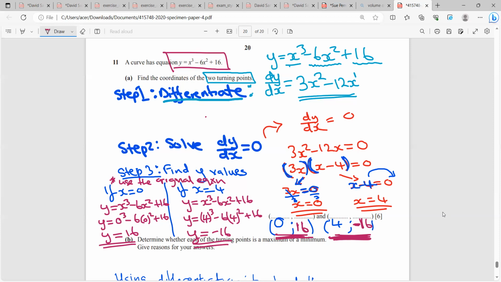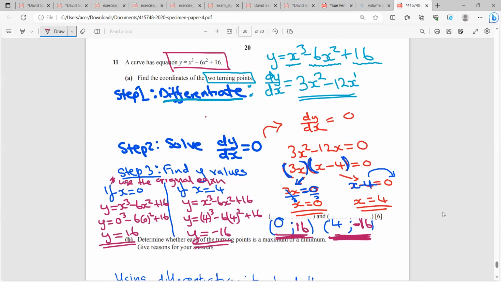Melissa, are we good with this one? Yes, sir. All right, Lisa, are we good with this one? Yes, sir. Okay, so remember, these are the 3 stages that you follow whenever you're trying to find the turning points of a curve. And this question will most probably come. Boipelo, are we good with this one? Yes, sir.